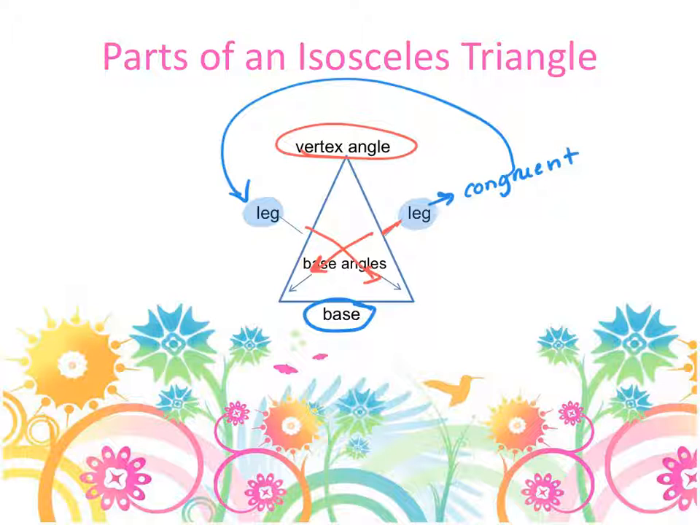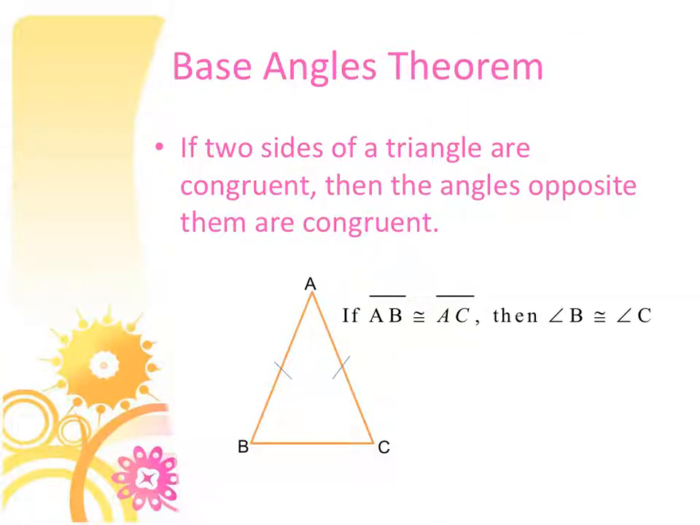Are the base angles equal? It's one of the theorems. Yep. Nice one, Con. Good job. You could teach today. The first theorem is called the base angles theorem. And it says if the 2 sides of the triangle are congruent, then the angles opposite them are also congruent.